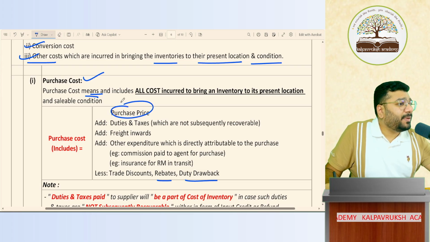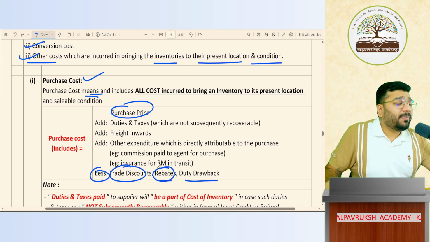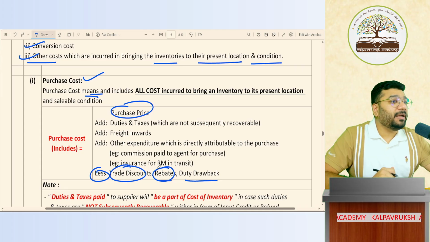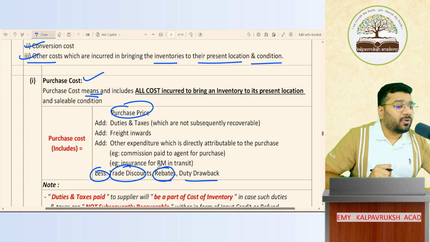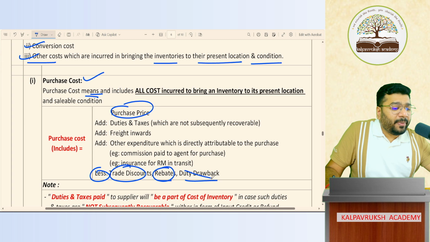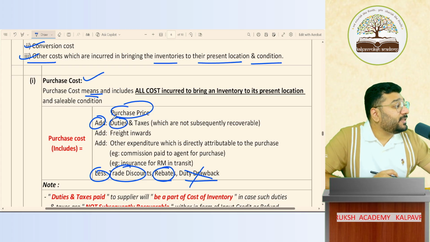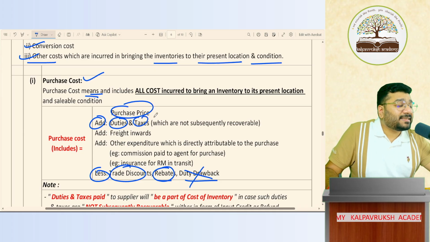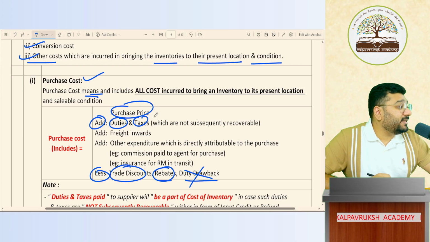Purchase price: from that, less trade discount. How does rebate come? In case the goods that we have purchased have some damage, on the spot they'll give a rebate. So if any rebate is given, minus that also. Duty drawback, keep it pending; I'll come back and discuss. Add what? Duties. Which duties? Add customs duty. Tax, which tax? GST.